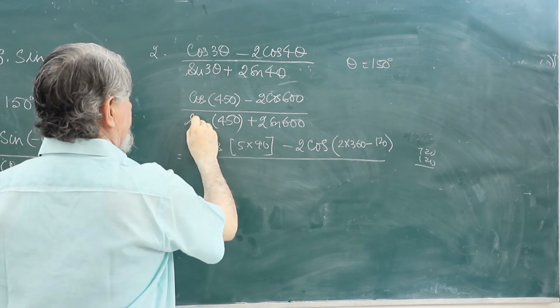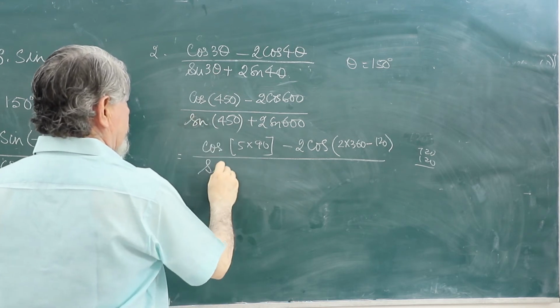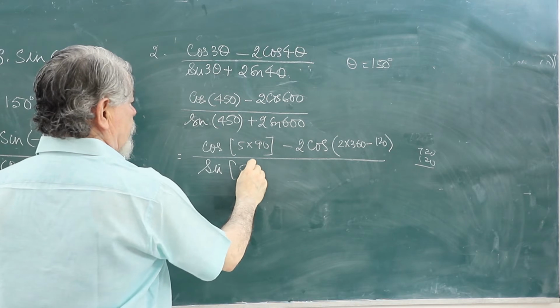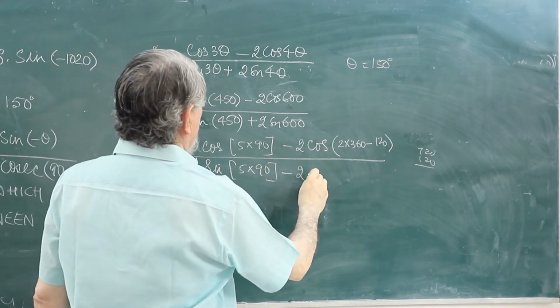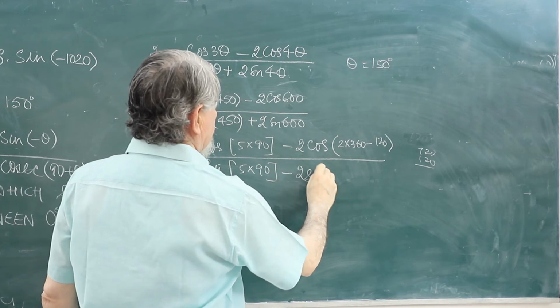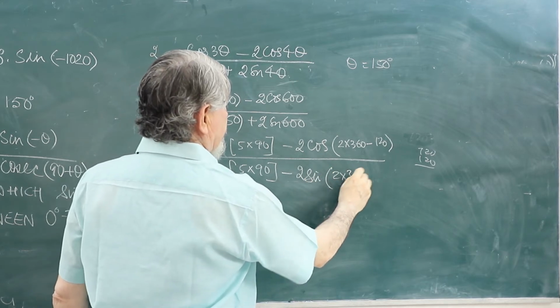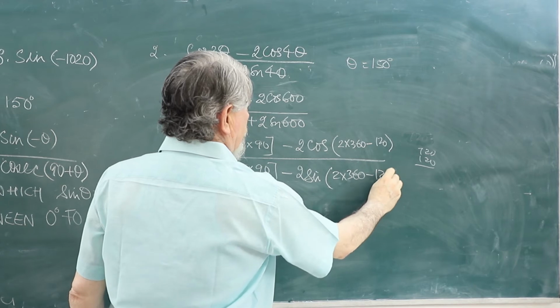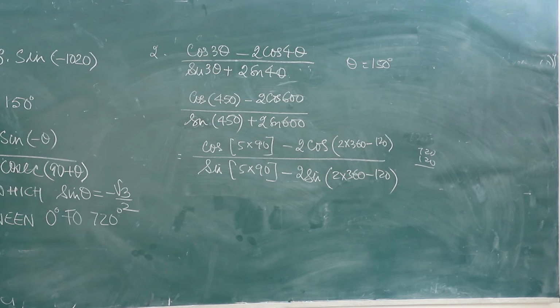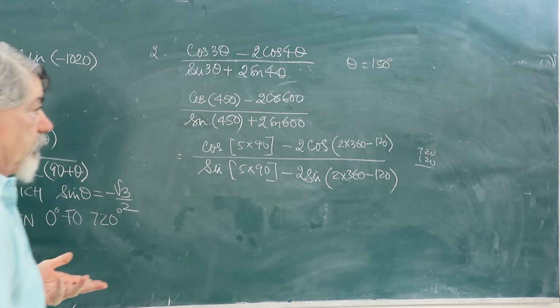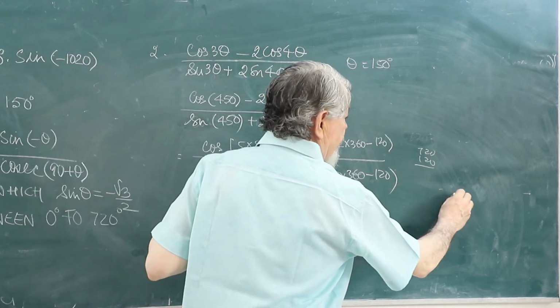Upon sine 5 into 90 minus 2 sine, 2 into 360 minus 120. Now let us see cos 5 into 90. Cos 5 pi by 2. Cos 5 pi by 2 means odd multiples of pi by 2. Odd multiples of pi by 2 is 0.